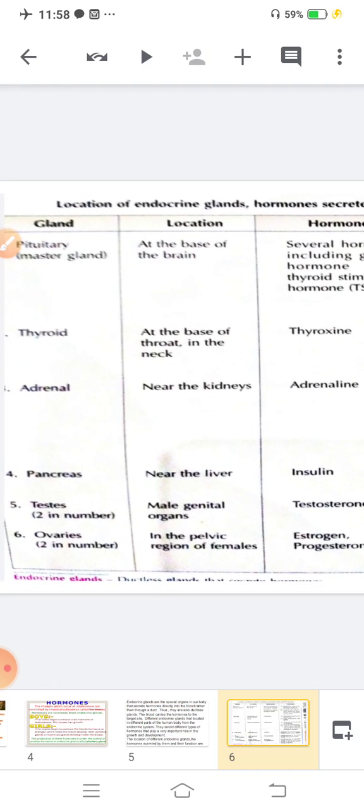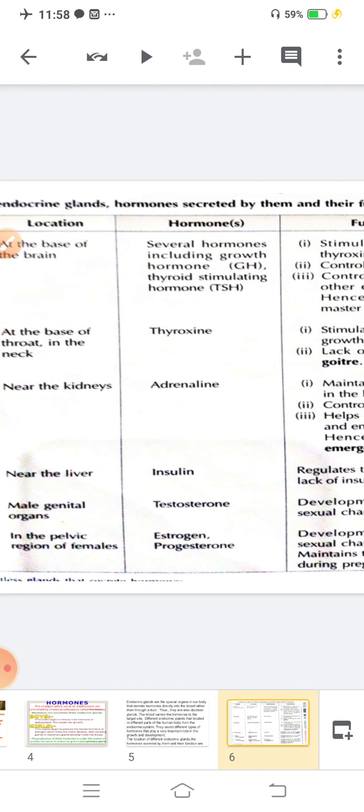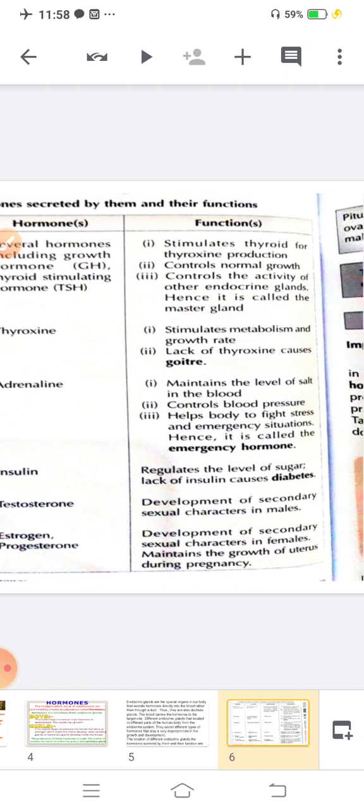So this is the table. First is the pituitary gland, also known as the master gland. Its location is at the base of the brain. It releases several hormones, including growth hormone and thyroid stimulating hormone. Functions: it stimulates the thyroid for thyroxine production, controls normal growth, and controls the activity of other endocrine glands, hence it is known as the master gland. So these three are the functions.